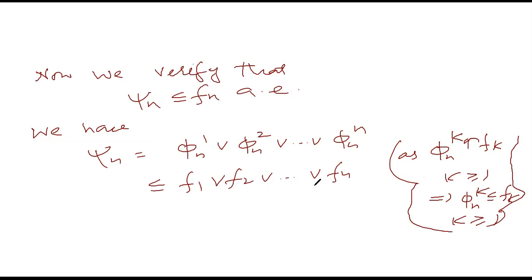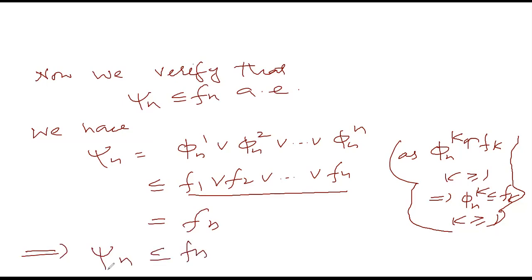Now this is the join, but again this fn is an increasing sequence. So for this join of f1, f2, up to fn, fn is greater or equal to each term of this join. Fn is greater or equal to f1, fn is greater or equal to f2, and up to fn minus 1. So this join is actually equal to fn. So that means psi n is less or equal to fn. The limit of psi n is the same as the limit of fn, but this psi n is always less or equal to fn. That's the condition here. Okay, so psi n is less or equal to fn.